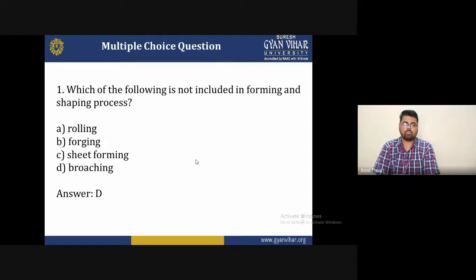shaping process, because we know that rolling, forging, and sheet metal forming all come under the category of forming operations or shape providing processes. Broaching is not basically used for that particular operation, so it is not suitable for forming or shaping process. So we can say that broaching is not included in the forming or shaping processes.